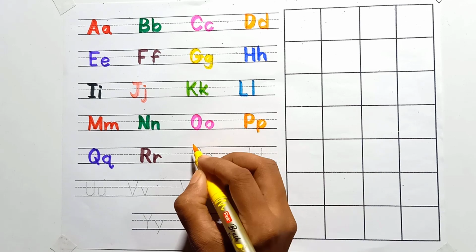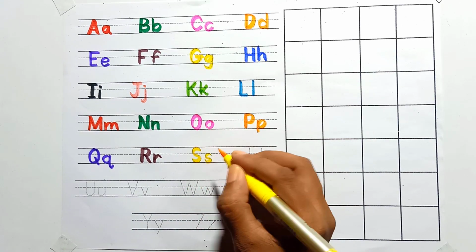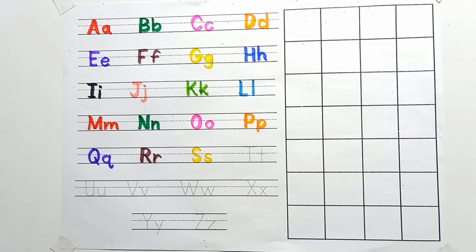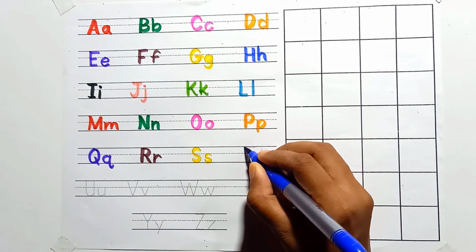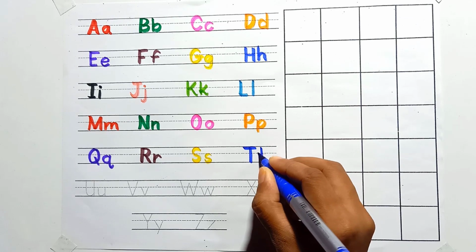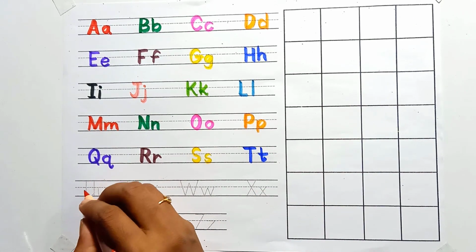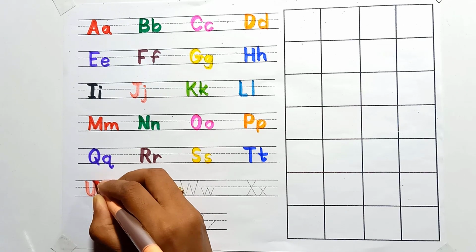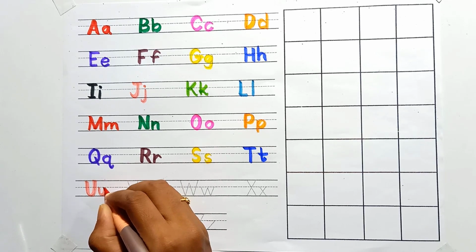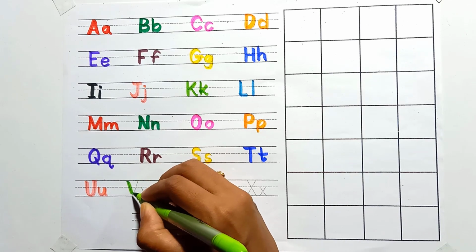Write with me uppercase letter S and lowercase letter S. Write with me uppercase letter T and lowercase letter T. Write with me uppercase letter U and lowercase letter U.